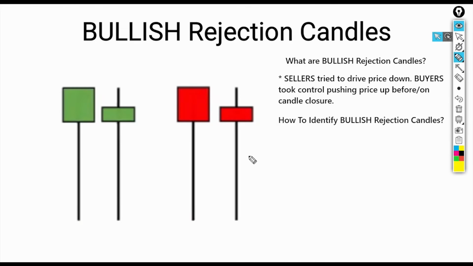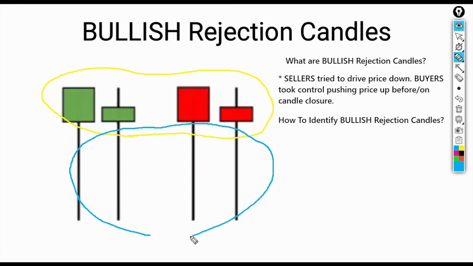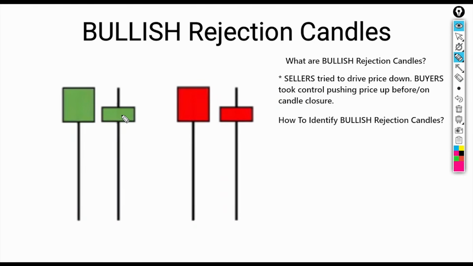In order for this to be a valid bullish rejection candle, the body of the candle must be at most 25% of the candle. So a small body, right? And the lower wick must make up for at least 75% of the candle. And this right here makes a bullish rejection candle. At times, you'll often find that some bullish rejection candles have upper wicks. Some of them don't. It doesn't make a difference. The long lower wick and the small body makes the bullish rejection candle.